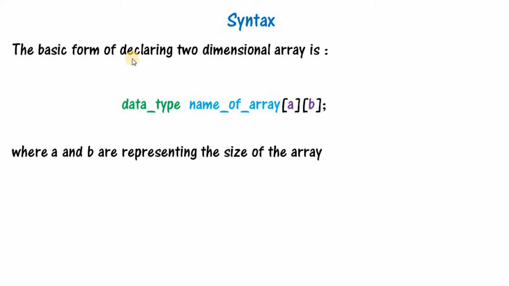First of all, the basic form of declaring a two-dimensional array is you have to specify the data type, then the name of the array, and then these square brackets to specify the sizes A and B, where A and B are representing the size of the array.